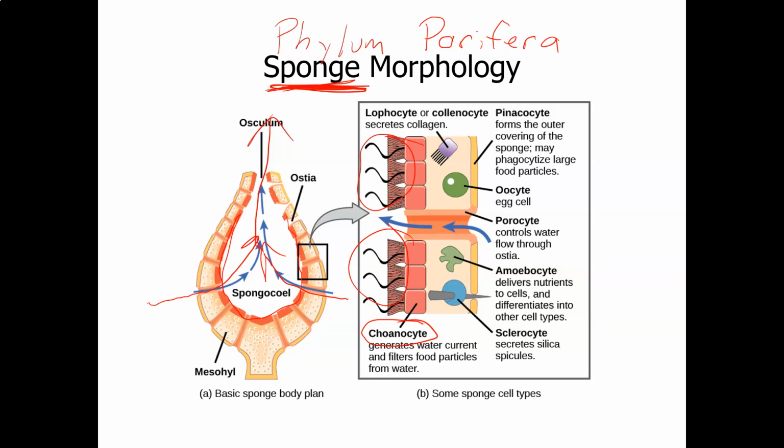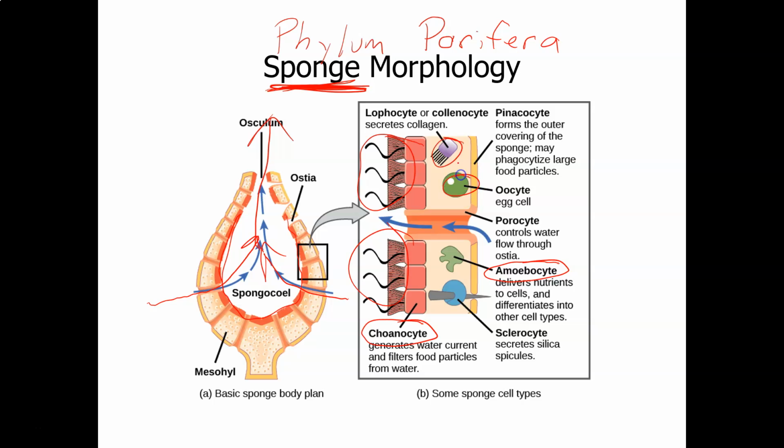And then we have cells called amoebocytes that deliver nutrients to cells and differentiate into other cell types. It's called an amoebocyte because it moves like an amoeba. It has the pseudopod movement. There are cells called lophocytes or colonocytes, which secrete collagen.